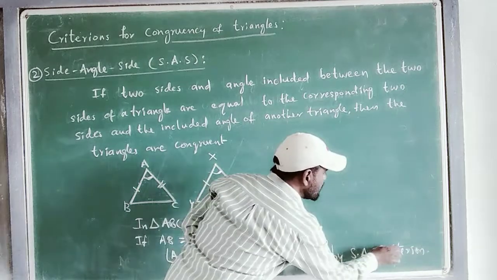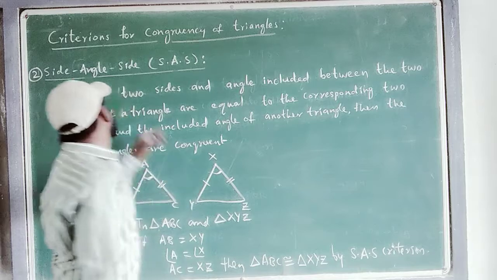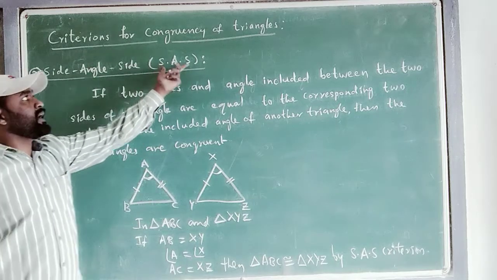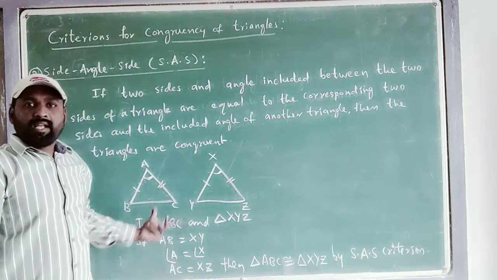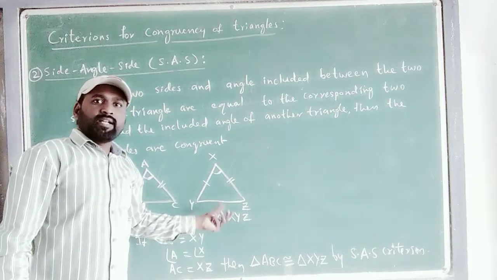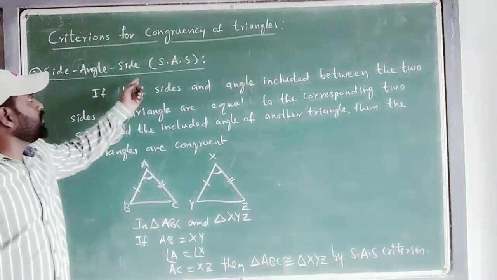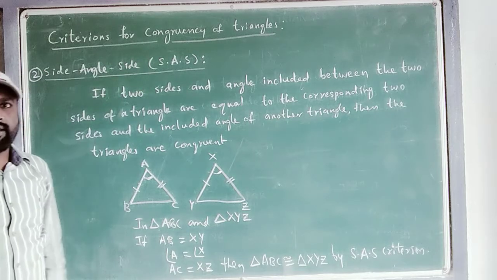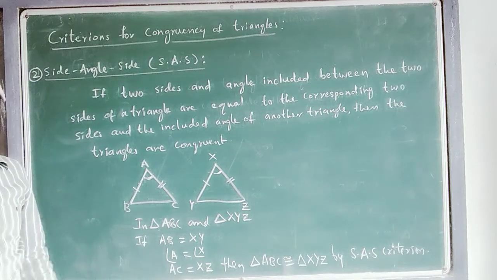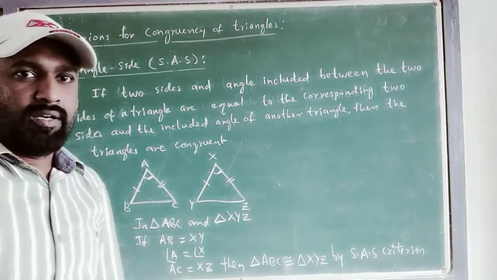Very easy now. Congruency criterion. Simple. The angle included by the two sides of one triangle and the corresponding two sides and angle, if they are the same, the two triangles are congruent to each other under the rule side angle side criterion. Hope you all understood the second rule. Let us move on to the third one.